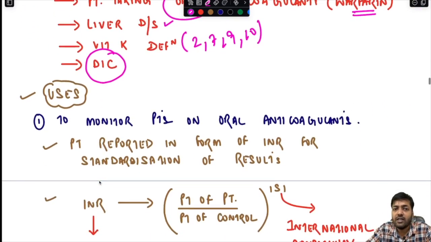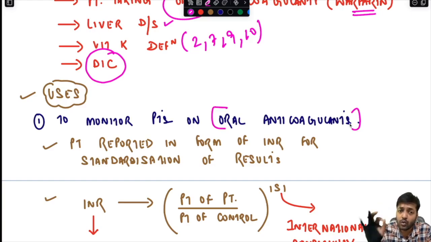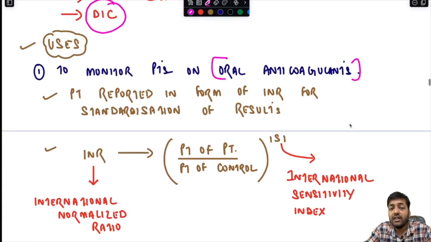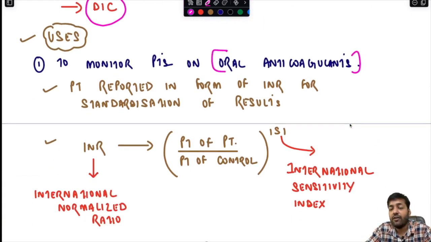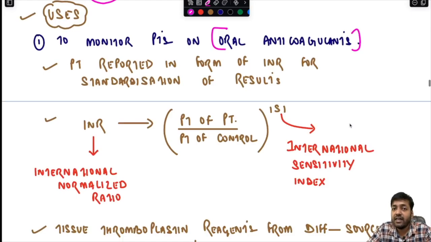Okay, so what is the use of prothrombin time? It is used to monitor the patients who are on oral anticoagulants, one of the most important uses of prothrombin time. Now remember, in this case, when you have to monitor the patient who is on oral anticoagulant, you cannot rely on the prothrombin time alone. So in these patients who are on oral anticoagulant, the prothrombin time is reported in the form of INR. INR is called the International Normalized Ratio.